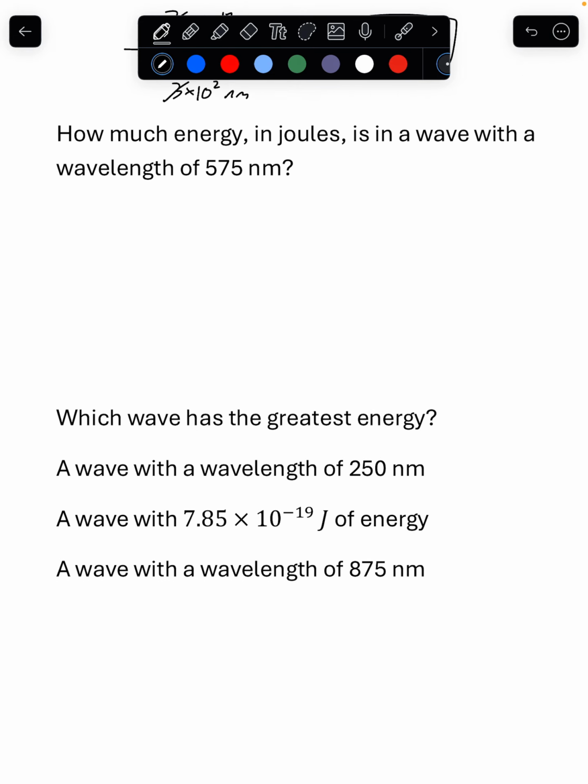Great. How much energy in joules is in a wave with a wavelength of 575 nanometers? Feel free to pause the video if you want to. Let's look at what equations we have. Again, energy is equal to Planck's constant times frequency, and the speed of light is equal to the wavelength times the frequency. Well, which equation do I want to use? It's asking for energy, so for sure at some point I need to use that equation. But I don't know frequency yet, so I'm going to have to solve for frequency here and plug it in there.